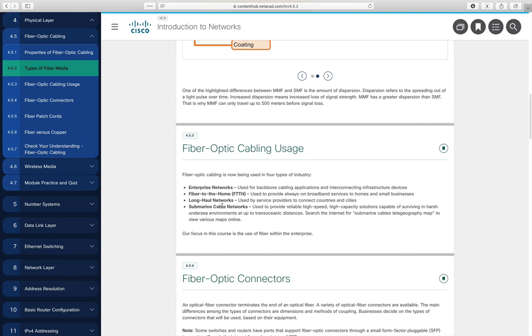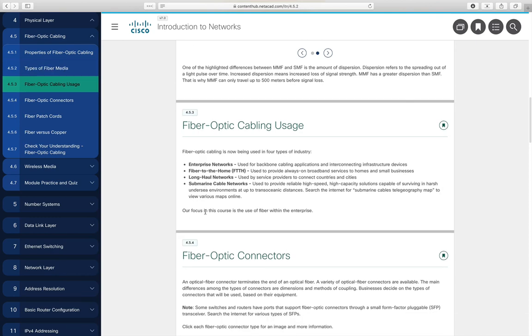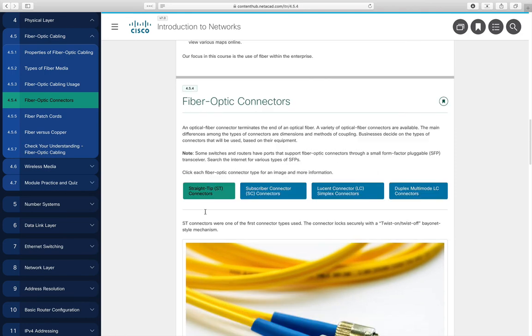Since they can go long distances, we have what we call long-haul networks. And then also submarine. And this does not mean submarine as in the ship. It means sub, below, marine, water. So this is actually just cables running across the ocean to carry telephone, computer, and other types of messages.